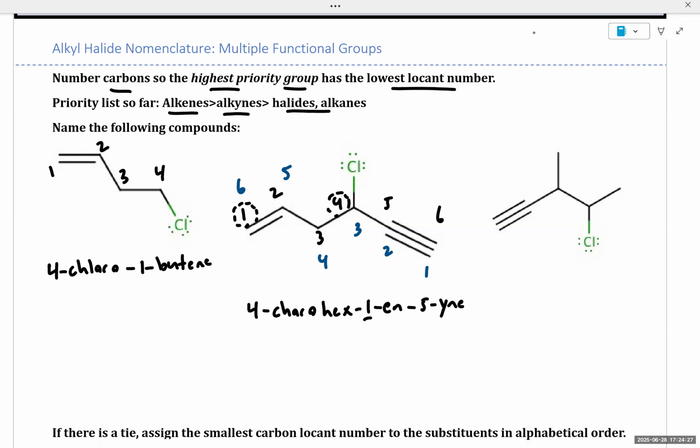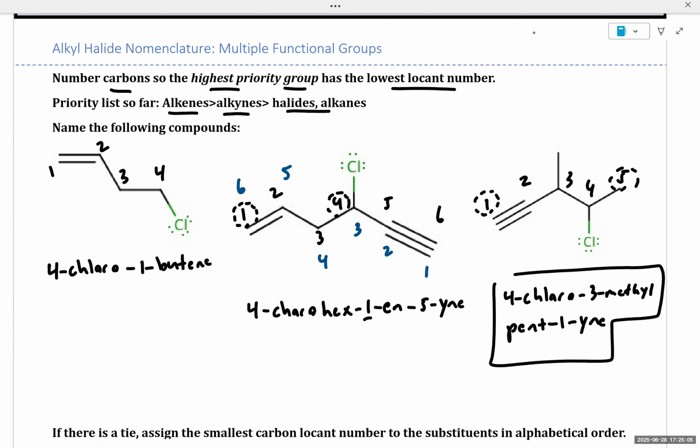Looking at this next example, we have an alkyne and some other functional groups. We're going to number, so we have the longest chain, including the alkyne, and we're going to give the alkyne the lowest locant number. So this would be named as 4-chloro, 3-methyl, and it's 5 carbons, so it would be pent-1-yne. Or you can name it as 1-pentyne. That would also work.